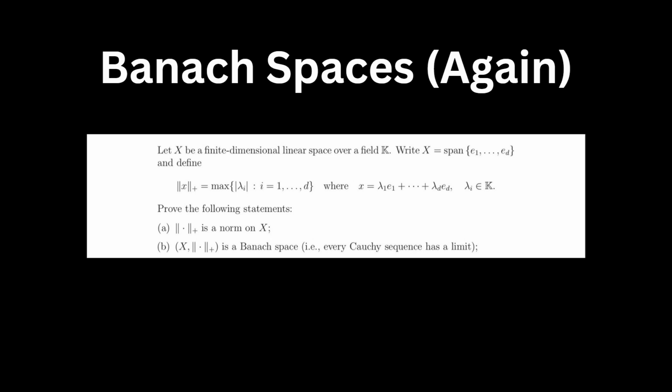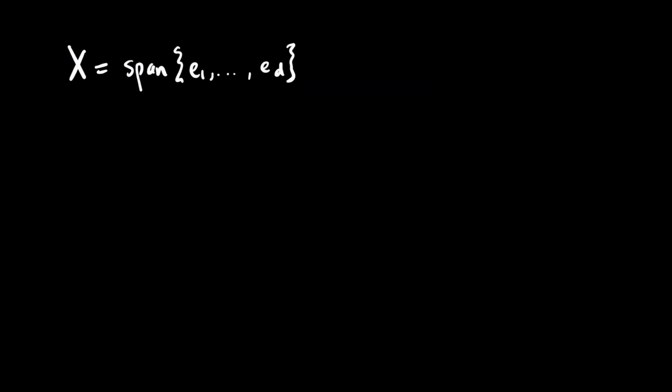We are given that X is a finite dimensional linear space over a field K. Now what does this mean? Well, K is a field, meaning that elements in K can be either real or complex. We're also given that X is the span of the basis vectors E1 to ED.